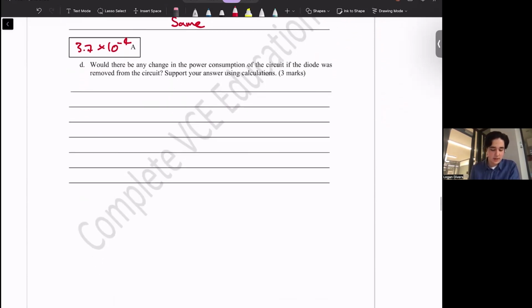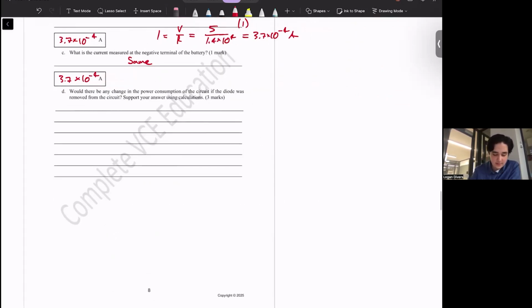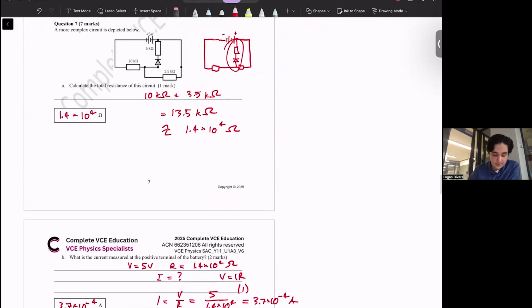So now here's probably our first big question in this paper. Would there be any change in the power consumption of the circuit if the diode was removed from the circuit? Support your answer using calculations. Now, the first thing when it comes to this is we have to redraw the circuit here. Well, we don't have to redraw the circuit, but it would be quite useful to redraw the circuit.